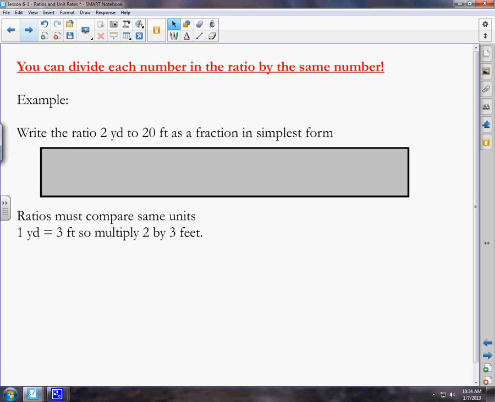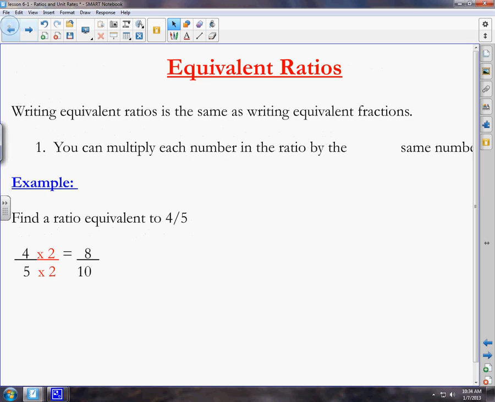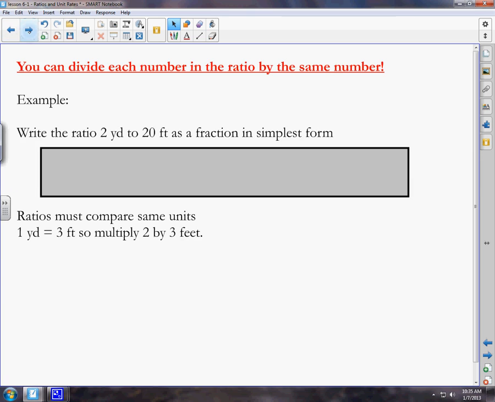So you can divide each number in the ratio by the same number. So you can also go backwards. So that is multiplying by 2 on both. So just write these examples. You don't need to write everything out.